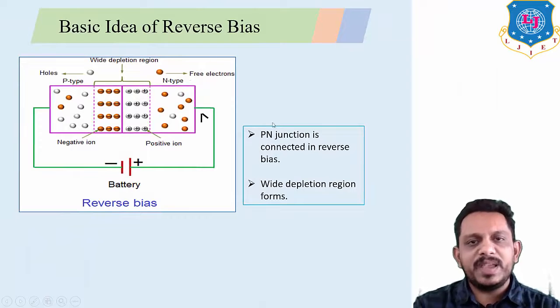Now let's discuss the PN junction diode connected in reverse biasing condition. Again we have taken one P type material and one N type material, but now this P type material is connected to the battery's negative and this N type material is connected to the battery's positive. So opposite connections are made. This connection is known as the reverse biasing connection.